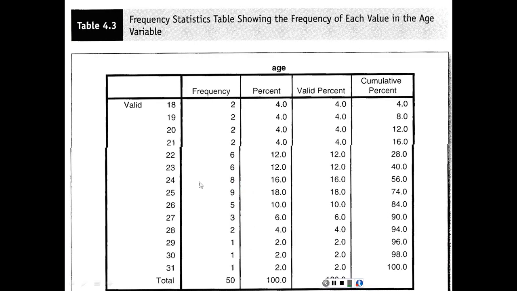If we go down and look further, how many 25-year-olds do we have in this data set? We have 9. Okay? It gives you the percentage of each age. So for instance, 4% of our participants are 18. Okay? So our valid percent and our cumulative percent.